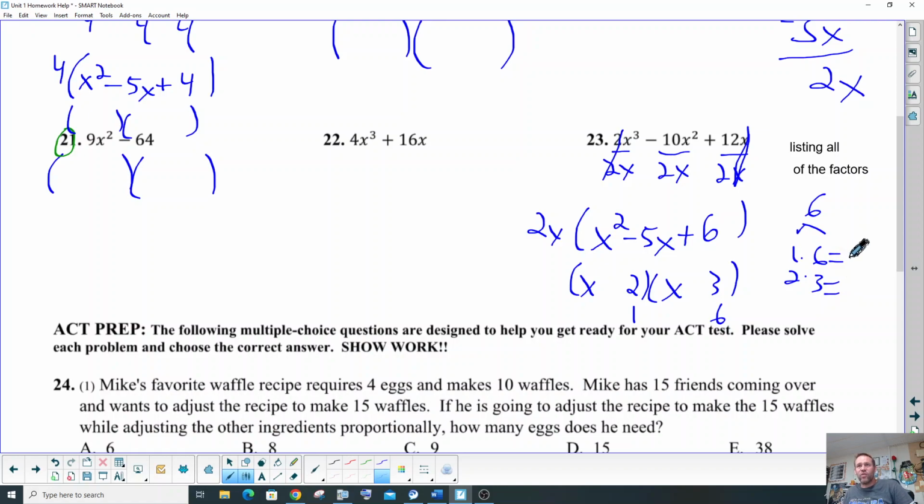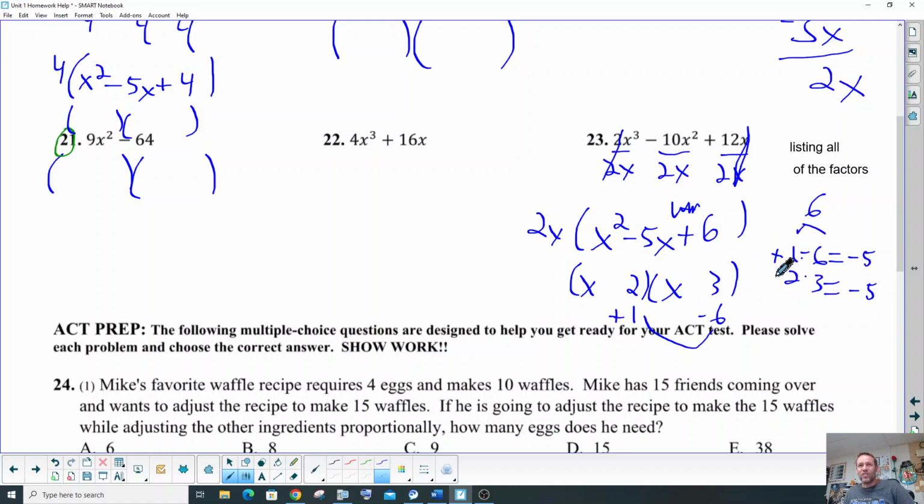We want those to equal negative 5x when you add or subtract them. So you could do a negative 6 and a positive 1. That would get you negative 5. But what's the problem with that? The problem is 1 times negative 6 is negative 6, and we want a positive 6.